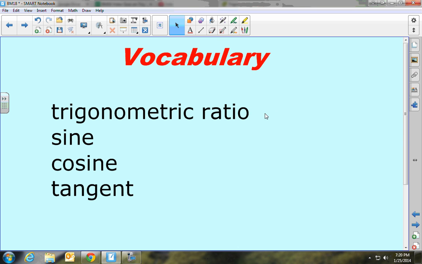This is the vocabulary that we'll be working with today. Trigonometric ratio, sine, cosine, and tangent. You've probably seen these words before, and now you're going to find out what they mean.